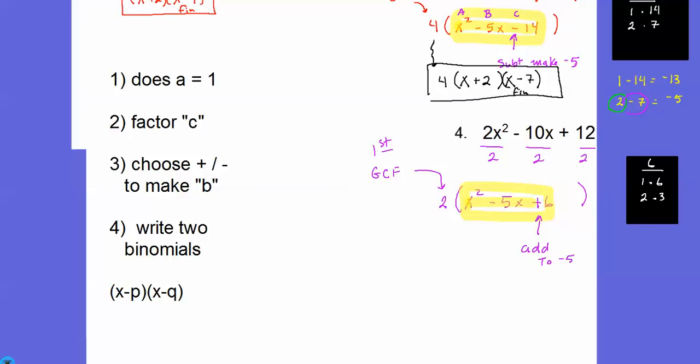My third step says that what I want to do, I want to add in order to make negative 5. Well, in this particular case, if I were to do 1 plus 6, I will end up with positive 7. Notice the sign's incorrect. If I were to do 2 plus 3, I would end up with positive 5. I don't want positive, I in fact want negative. Here's where it's important to focus and pay attention.